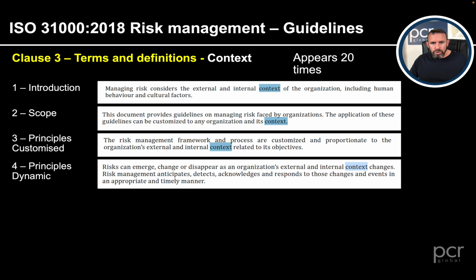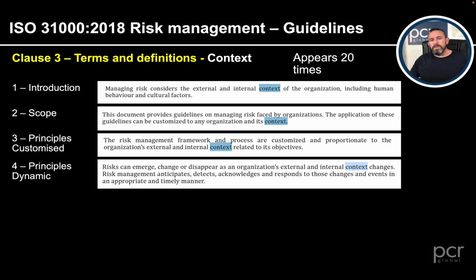The 4th time it's mentioned is again in principles, with reference to being dynamic. Risks can emerge, change, or disappear as an organisation's external and internal context changes. We will look at what makes up the internal and external context, but ultimately what it's saying here, risks can emerge. That is, opportunities and threats when that context changes.